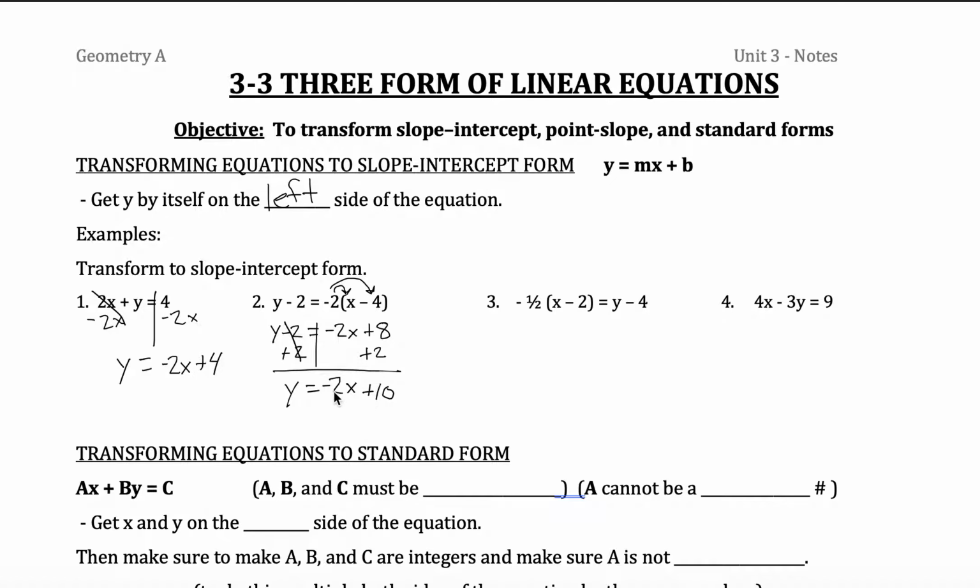We have our y, we have our slope, we have x, and we have our b value. Go ahead and pause the video if you would like and give numbers 3 and 4 a try.